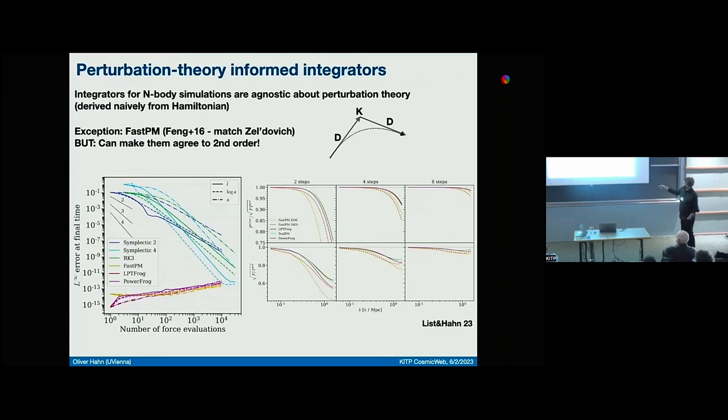And so you can now do power spectra with very few steps. This is the original FastPM, and these are our new integrators. So you get linear theory correct in an n-body simulation with 2 steps. And then you have a rigorous, it's not approximate in that sense, but a rigorous converging scheme. So you can prescribe an error, and you have to do so many steps to be under it.